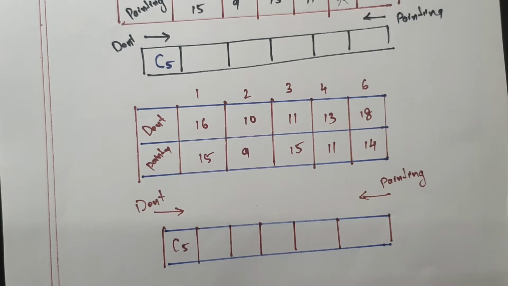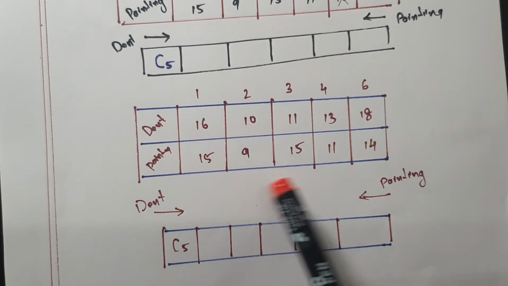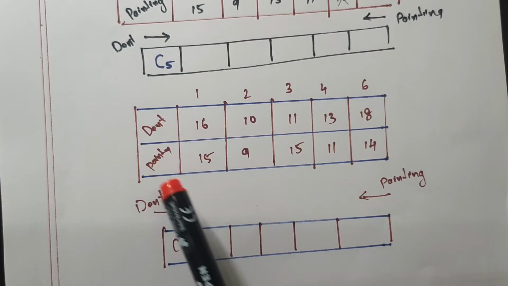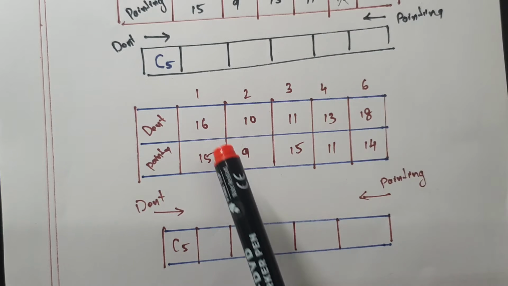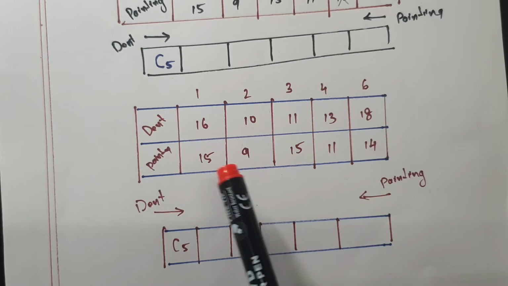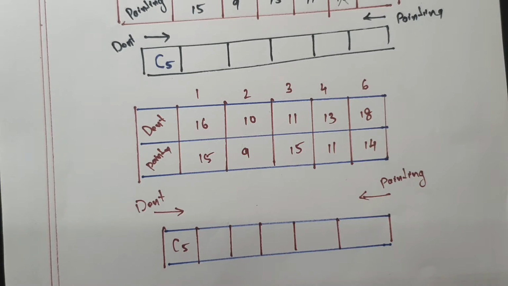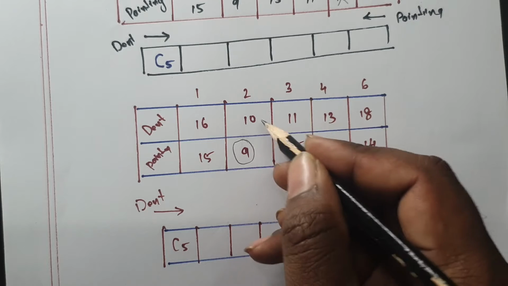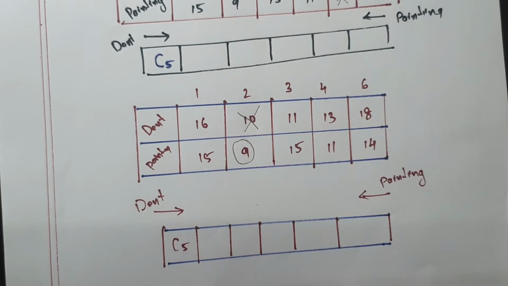Now the next step: after the remaining things, you have to select the least one. Which one is the least number here? 11, 11, no, 9. 9 is the least number. So you have to round this 9 and cancel this one.